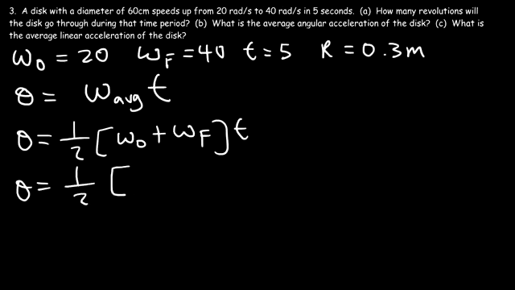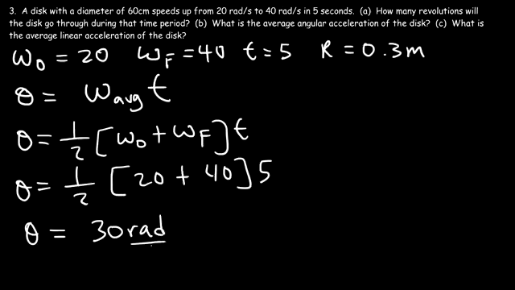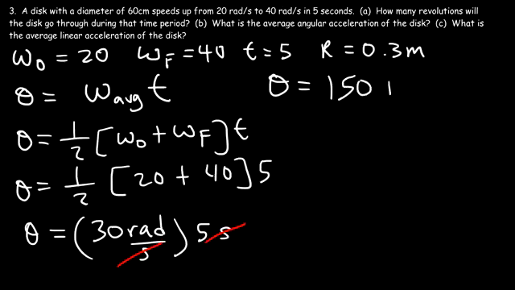So the initial angular speed is 20, the final angular speed is 40, and the time difference is 5. So if you add 20 plus 40 and divide by 2, this will give you an average angular speed of 30 radians per second. So we're going to multiply that by 5 seconds, and so the unit seconds will cancel. 30 times 5 is 150. So the angular distance is 150 radians.